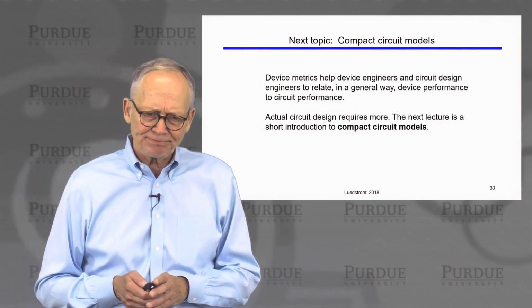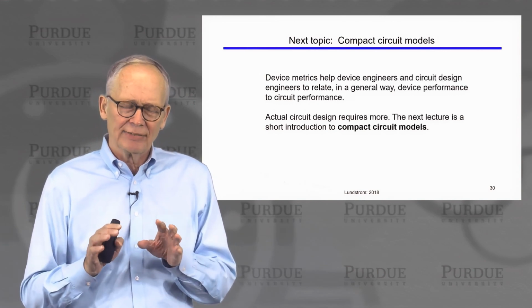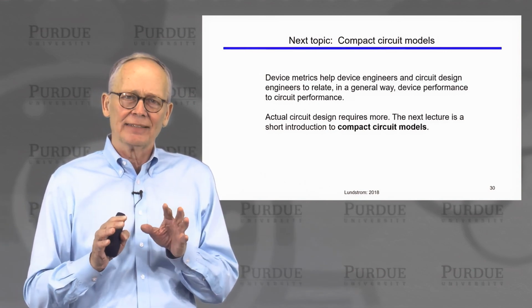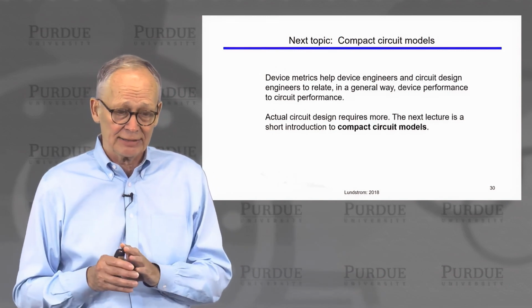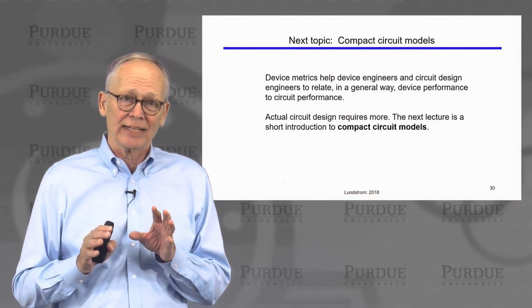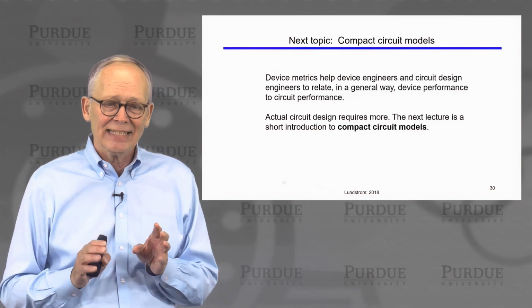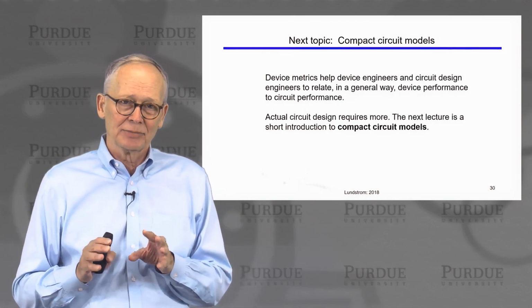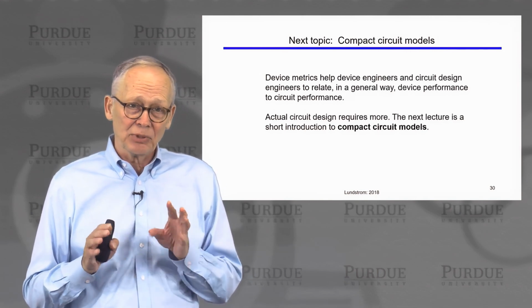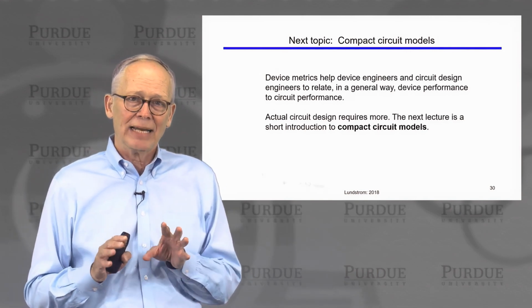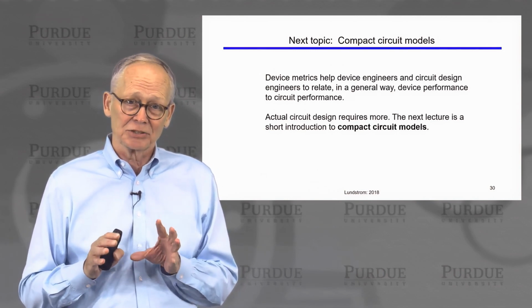All right, so that does it for device metrics. Now, what's next? Device metrics are a way that device engineers take a quick look at a device and are able to ascertain that this device looks like it would be promising in digital or analog applications. Now, for circuit designers to actually design circuits, they need much more than a few simple metrics. They need a complete circuit model that allows them to do a detailed analysis. The topic of the next lecture will be just a brief introduction to what's known as compact circuit models that allow designers to design complex circuits with transistors.